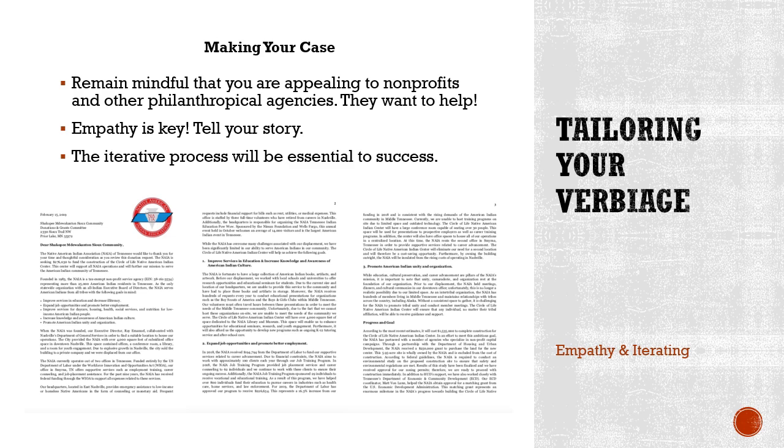As I mentioned, empathy is key. Telling your story, who you are as an organization and what you're trying to do, including small narratives about the people you help, can be a key element in your success. And then, of course, as I mentioned, the iterative process is essential, because making sure that you have communicated your letter in a way that is succinct and clear is going to be important, because oftentimes granting organizations will receive hundreds of applications for grants. And if you're able to communicate in a clear and succinct way what your mission is and what you're trying to achieve, you'll likely have a better result.